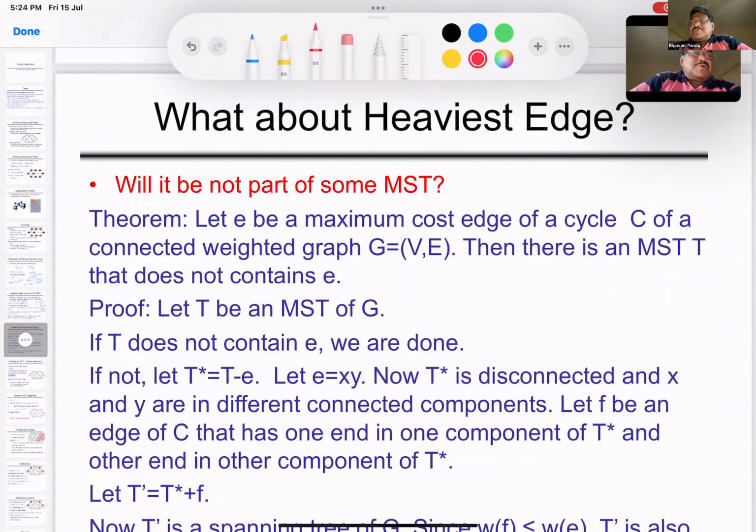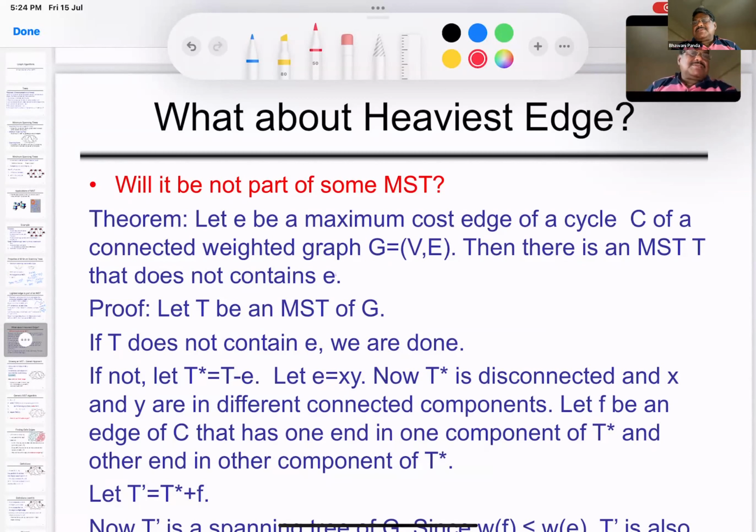Let E be a maximum cost edge of a cycle C of a connected weighted graph. If you take a maximum cost edge which is not part of a cycle, that will be part of every MST or every spanning tree. But if you take a maximum cost edge of a cycle of a weighted connected graph, then there is an MST that doesn't contain E.